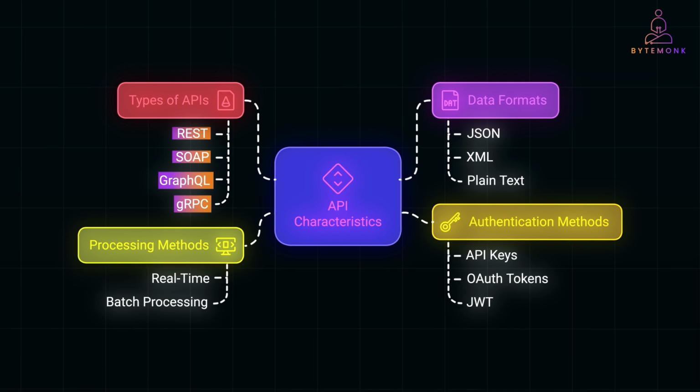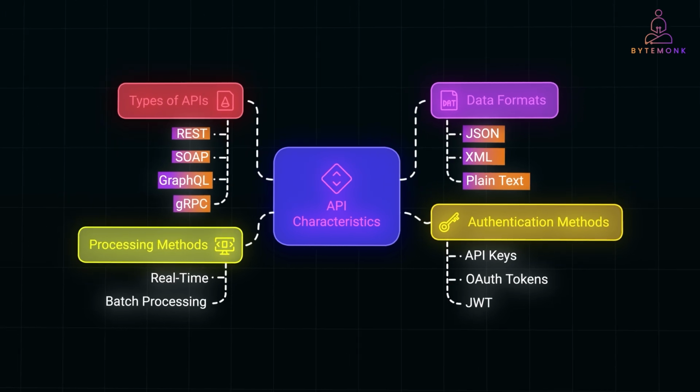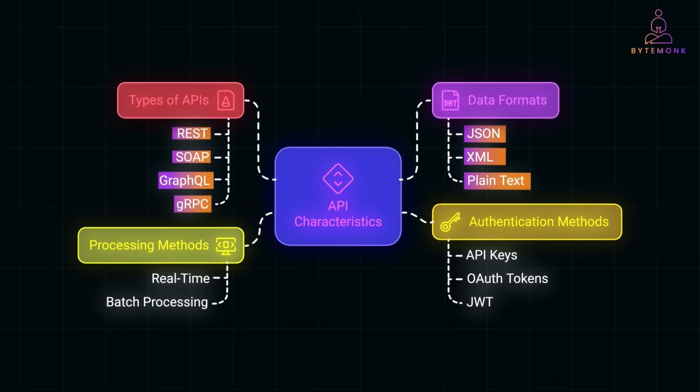APIs return data in different formats, such as JSON, XML, or plain text. RESTful APIs usually use JSON because of its simplicity, but other systems might still rely on XML or even custom formats for specialized purposes, making it hard for newcomers to adapt across different APIs.